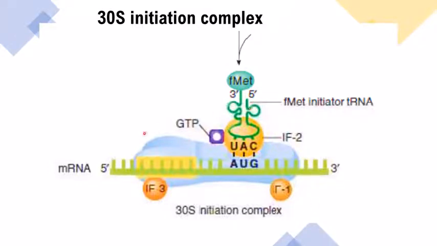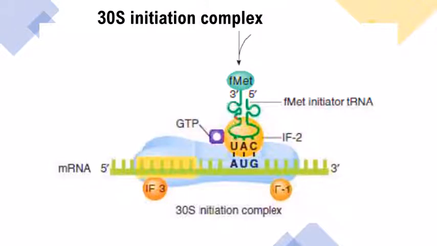Here we have the smaller subunit of ribosome shown in blue color. It is attached to the mRNA molecule by the 16S rRNA sequence that is present within the ribosome and the SD sequence that is present on the mRNA. There is a bound initiation factor number 3, bound initiation factor number 1, and a tRNA that is brought about with the help of initiation factor number 2.